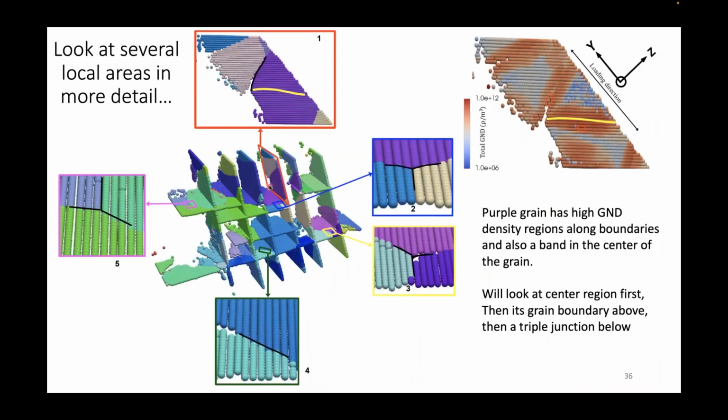We're going to look at a few of these areas in a little more detail. This purple grain right here has an interesting band that goes through it that has higher GND content, and very few other grains showed such features, so we decided to take a look there. There's also this triple junction with this purple grain and this beige hard grain and this blue soft grain that we'll take a look at as well.